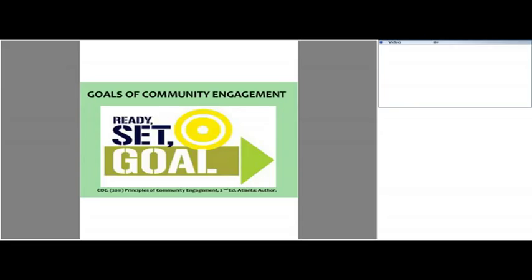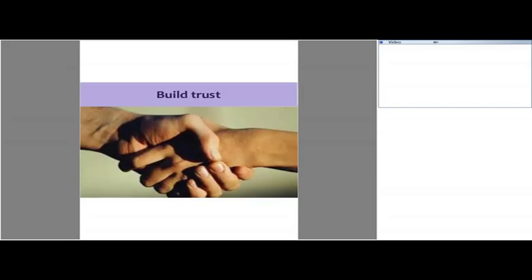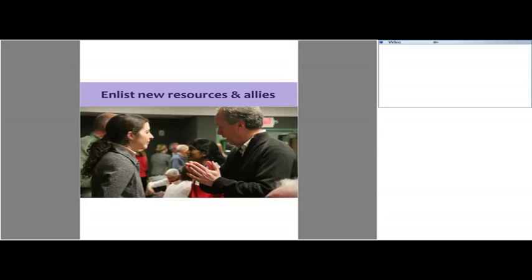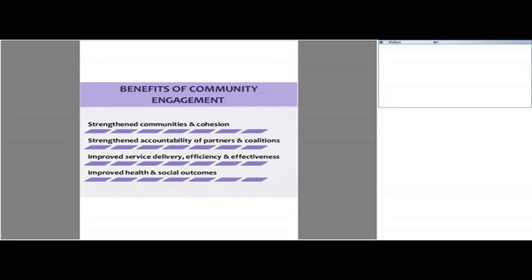So if you next, please. So the three goals are to build trust. Secondly, next slide, to enlist new resources and allies. And then thirdly, to create better communication. So that's what we're trying to do when we engage the community. And if we look at the next slide, the benefits of community engagement, what are they? Well, it's some of the same benefits that we hope coalitions would have, right?